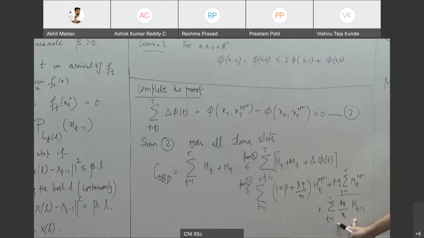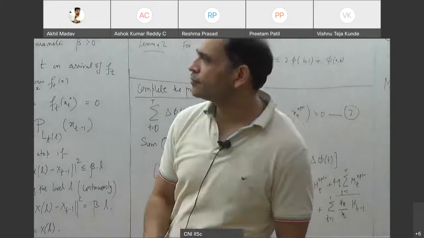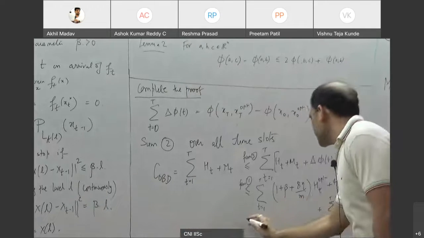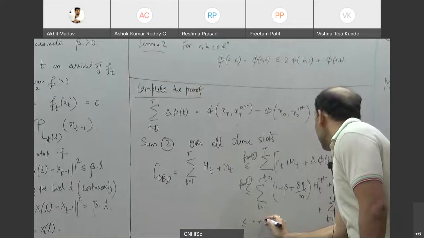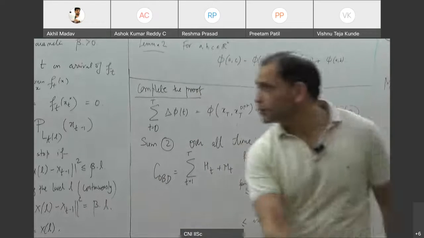Somebody tell me what that is. H_t is related to M_t, and M_t plus H_t is equal to the cost of the algorithm at time t. Sum it over all time t. Can you write this as a function of the cost? 1 by beta plus, 4 eta by n, keeping these terms and everything.